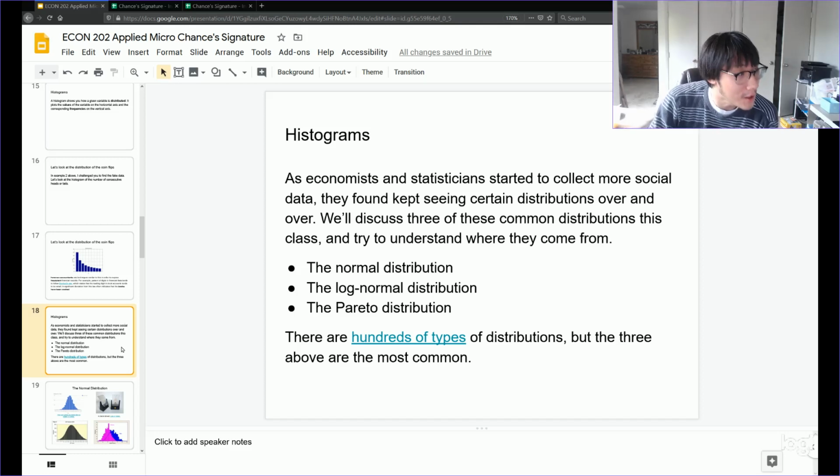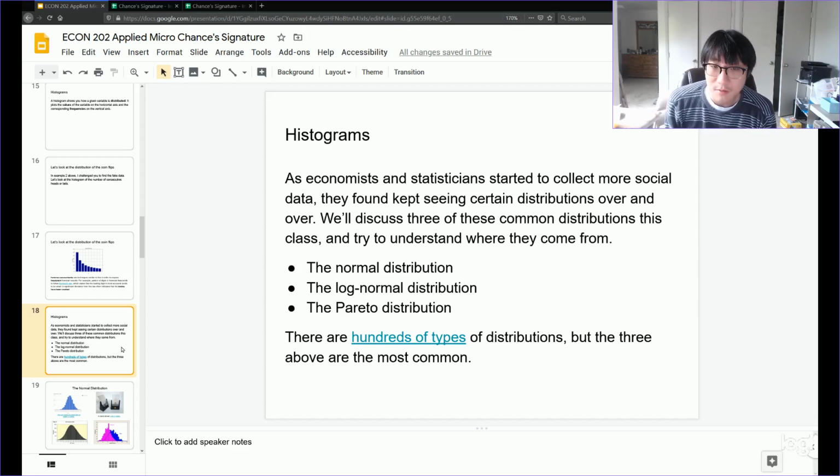All right. So in this segment, we're going to talk a little bit about the normal distribution. As economists started to collect more and more social data and started to draw histograms for the data they were collecting, what they saw was, if you look at a bunch of histograms of real data, one histogram looks like one thing, then another looks totally different. But you start to realize that the same patterns appear in a lot of these histograms.